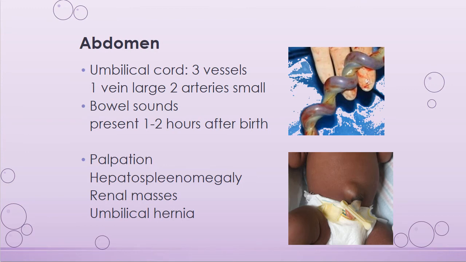Umbilical cord: three vessels, one very large. They have 1 vein and 2 arteries. They have bowel sounds that are typically present within 1 to 2 hours after birth. On palpation of the abdomen, we're looking for hepatosplenomegaly. We're looking for renal masses, and we're assessing whether they have an umbilical hernia or not.